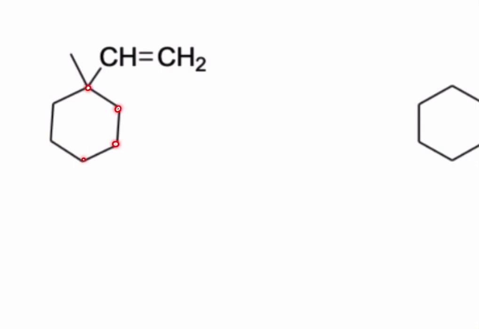1, 2, 3, 4, 5, 6. So if it has 6 carbons, we know that it's going to be cyclohexane. That would be the parent name of this molecule. Once we have identified the parent name, we are going to find the substituents. What are the two substituents we have in this molecule? We have a methyl group, right?